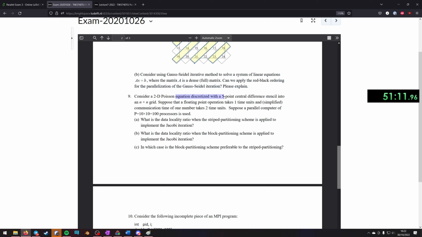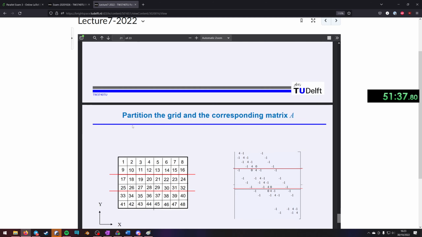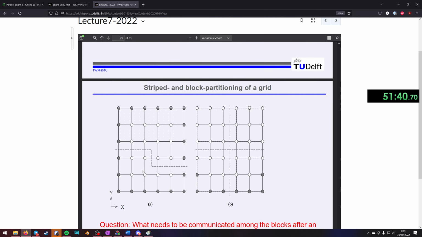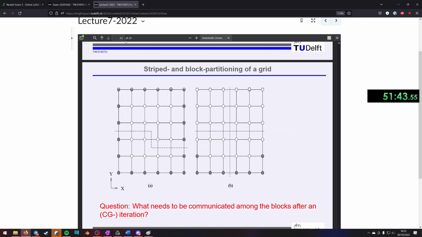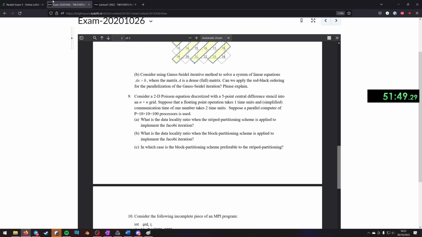Consider a 2D Poisson equation discretized with a 5-point difference stencil into an n by n grid. Suppose that a floating point operation takes 1 unit and communication takes 2 units. Suppose a parallel computer of 100 processors is used. What is the data locality ratio with the stripe partitioning scheme? Let me look at the stripe partitioning scheme.